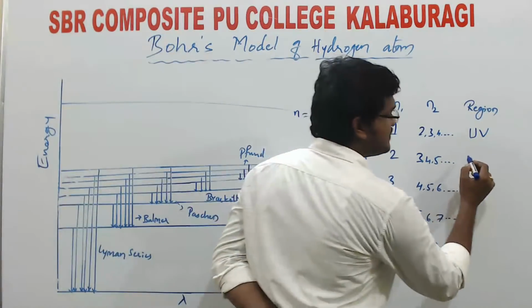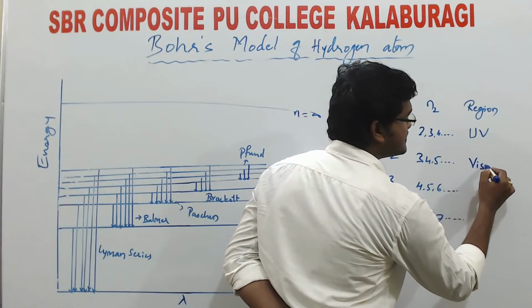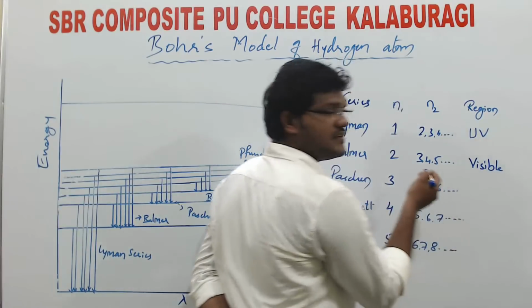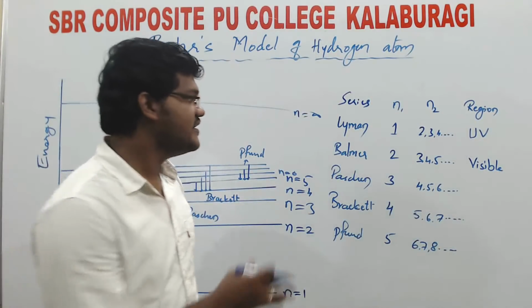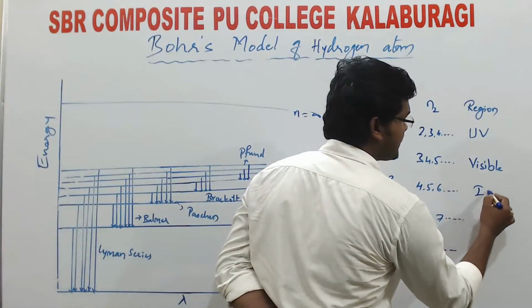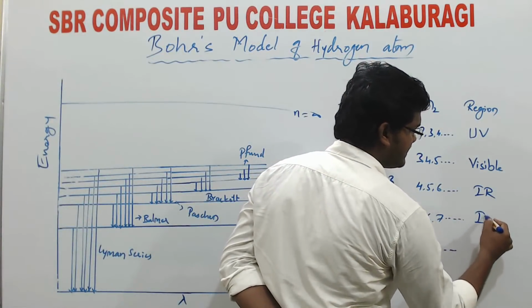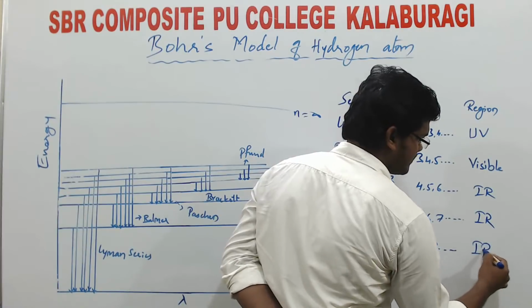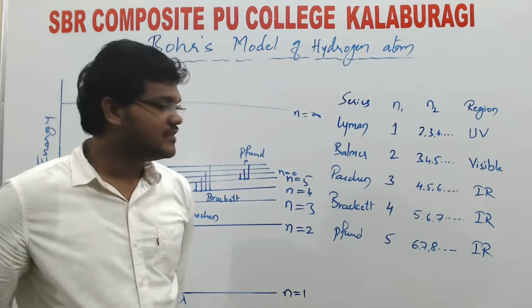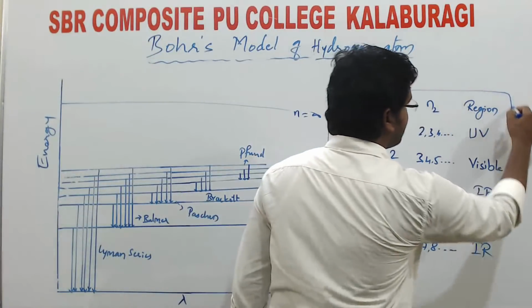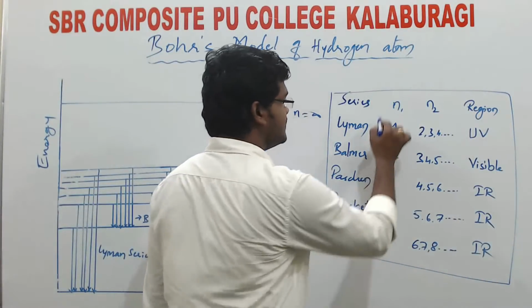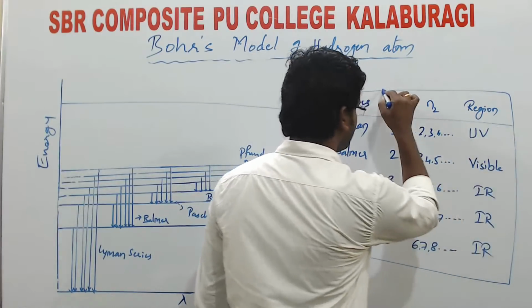For Balmer, they fall in the visible region, which I drew yesterday, 400 nanometers to 700. And the remaining, Paschen, Brackett, and Pfund, have infrared regions. They will fall in the infrared. So please remember this table. This table you are supposed to remember.